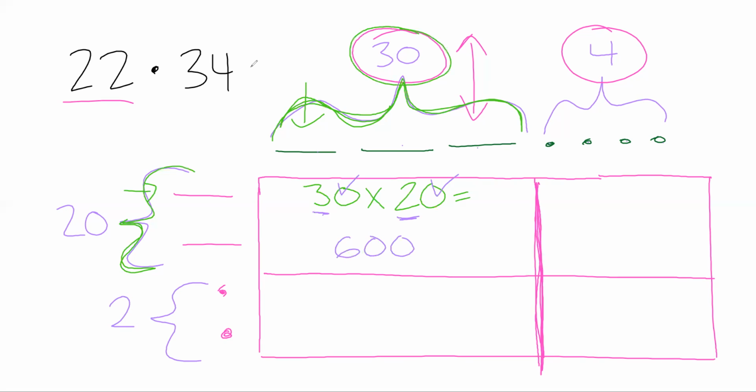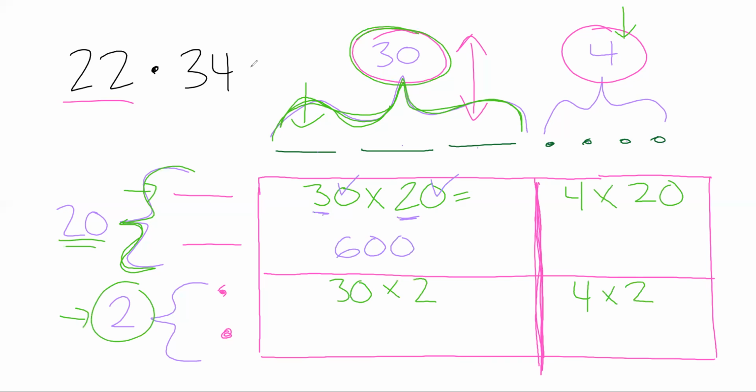Well, I'm still in a column of 30, but this time I'm multiplying it by this row over here of 2. That'd be 30 times 2. Now, I'm not going to solve that yet. I'm going to fill out the rest of these quadrants to make sense. So now we come over here, we have a column of 4. Let's multiply that by our row of 20. And then I'm still in my column of 4, and I'm going to multiply that by my row of 2. Okay, now I'm going to go solve these.